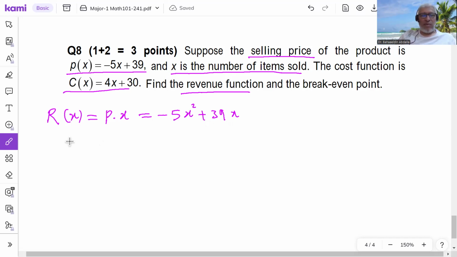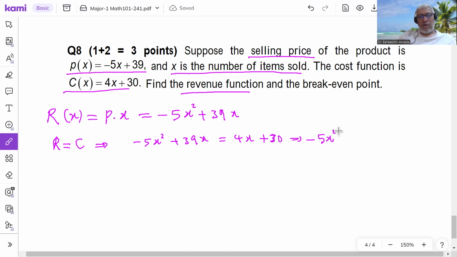Well, how to find the break-even point? The break-even point would be when the revenue equals the cost. So when negative 5x squared plus 39x equals the cost, which is 4x plus 30. And this is a quadratic equation. So we can take everything to the left-hand side. So I'll have negative 4x, negative 30 equals 0.